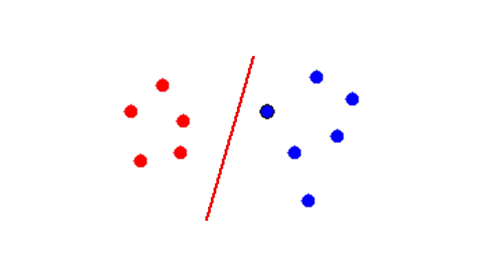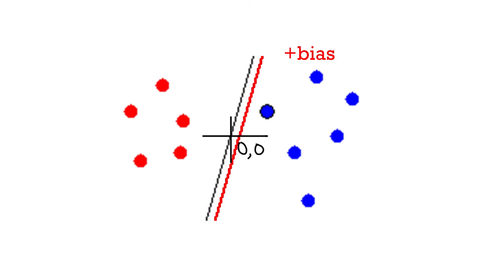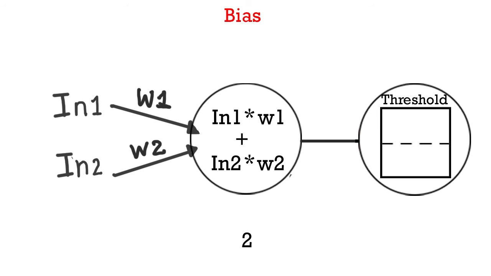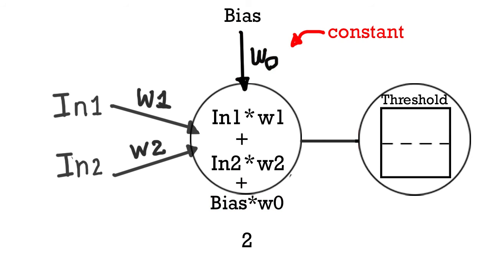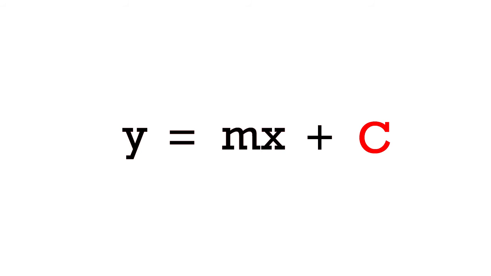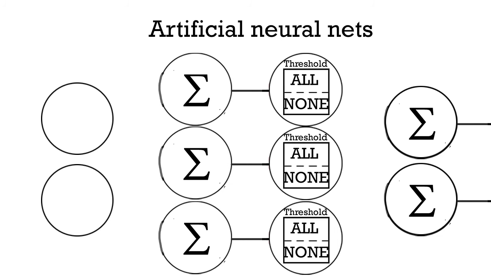In our graph plotting the points of two classes, the line will likely not be allowed to run through the origin of the graph all the time. This is why we add a constant to our line, called the bias. The bias is interpreted as an additional input. It also has its own weight. This serves as the constant, similar to the constant in a straight line graph, y equals mx plus c, where c is a constant.